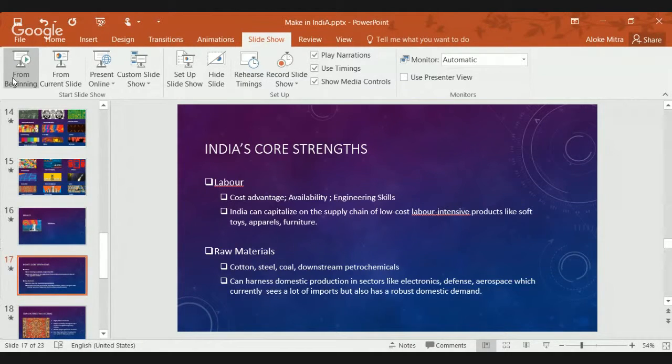So India could first latch on to the global shifts in supply chain of products like apparel, soft toys, furniture, etc., capitalize on the increase in Chinese wage costs. India could harness domestic production in sectors like electronics, defense, and aerospace.